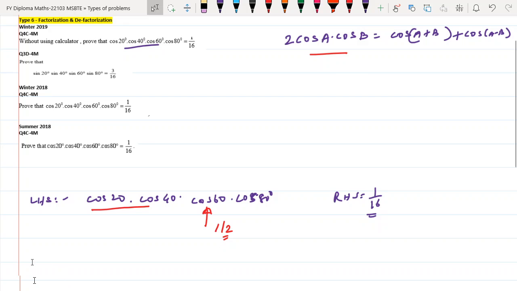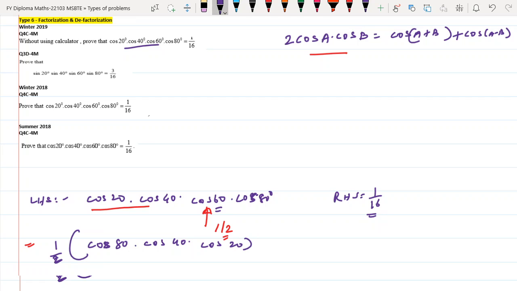So the way I do it, the first and foremost thing that you do is always arrange the values in descending order. Take the angles which are greater first. In this case, I'm going to take this cos 60 over here. I'm going to write it down separately, 1 by 2, and then I'm going to rearrange it in descending order. So it's cos of 80 into cos of 40 into cos of 20. Okay, that's how I'm going to write it.